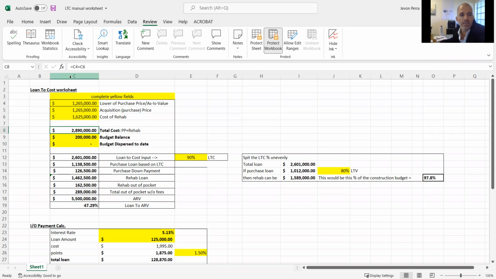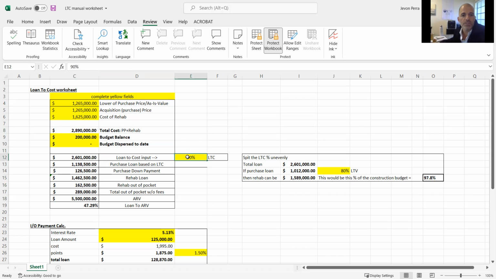So C4 is right here, this box. And so C4 plus C6, you have those together, which is C4 is the lower of the purchase price or the as-is value, which is the value we're going to use, plus the cost of the rehab equals total cost. So that total cost number is that first number in the equation for loan to cost.